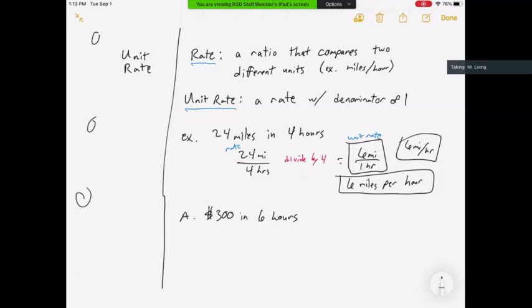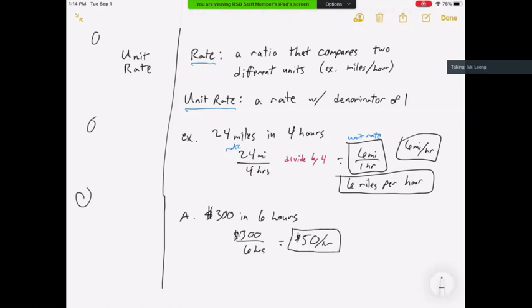So you do the work here, and now a good key is money always goes on top and time always goes on the bottom. So I'm going to do it like this, 300. I'm just going to divide, put that in my calculator, right? Should be no problem. Okay. And did you guys get $50 per hour? Is that what you got? Yes? Okay.